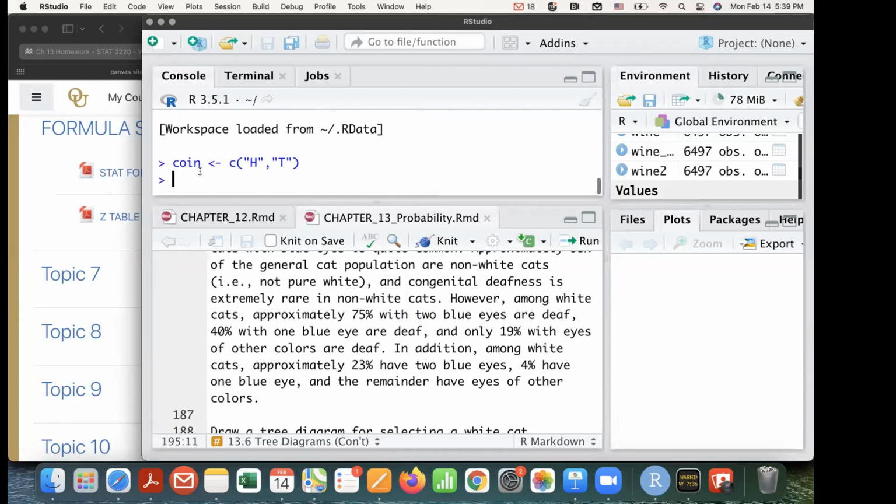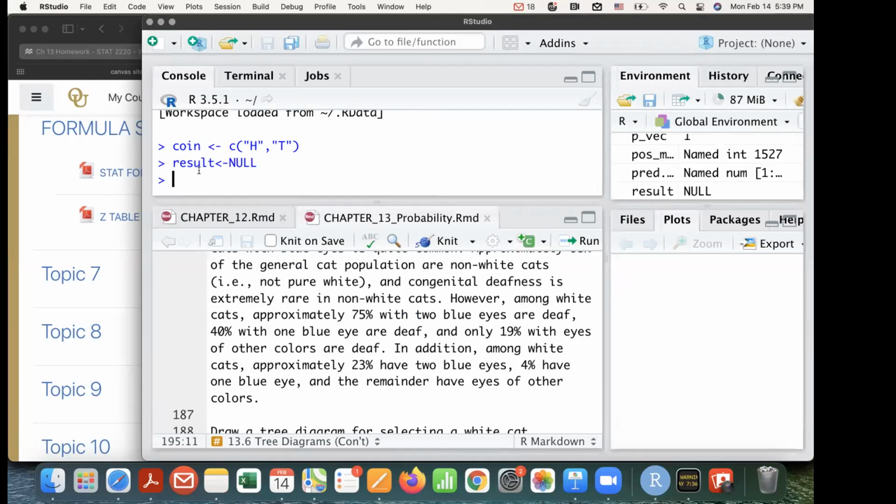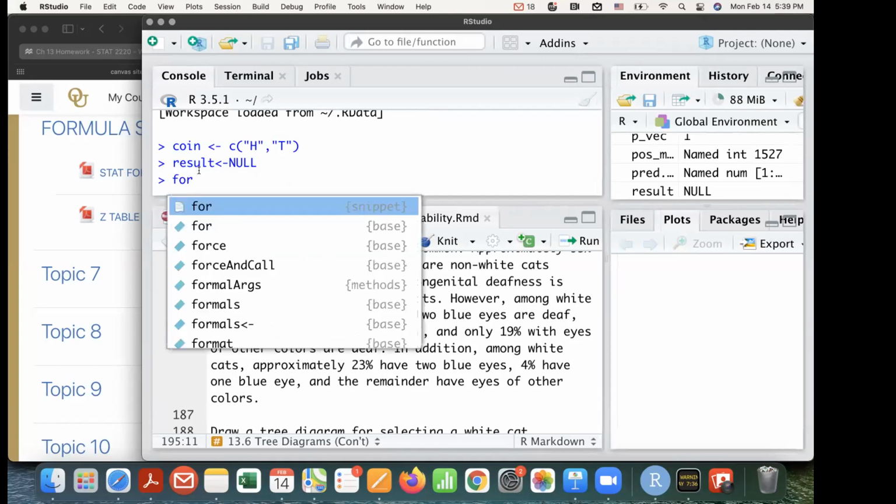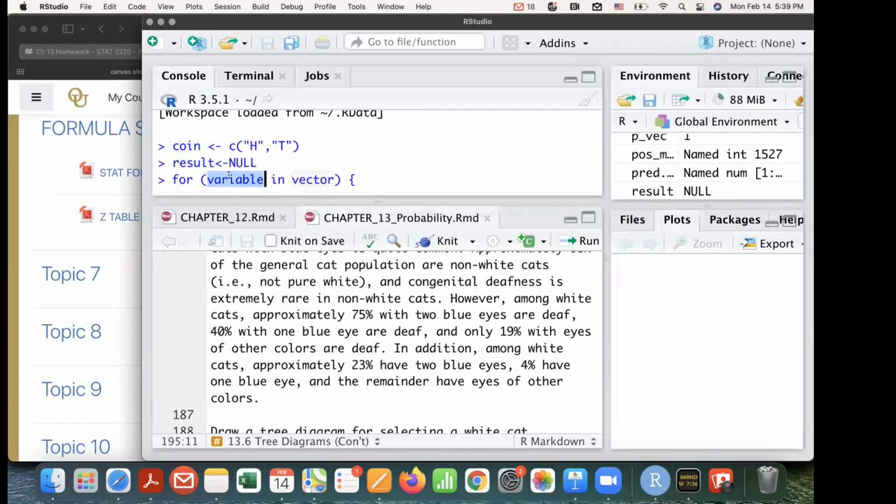Okay, so my result, I'm gonna name result. Right now, it's just an empty shell, nothing. If I run it, nothing, okay. Next, I'm gonna do a for loop. For function, the function right there. The variable is gonna be i, you can do j if you want, k if you want, any letter you want. I'm gonna flip 10 times. So i in the vector from 1 to 10. 1:10 is from 1 to 10.